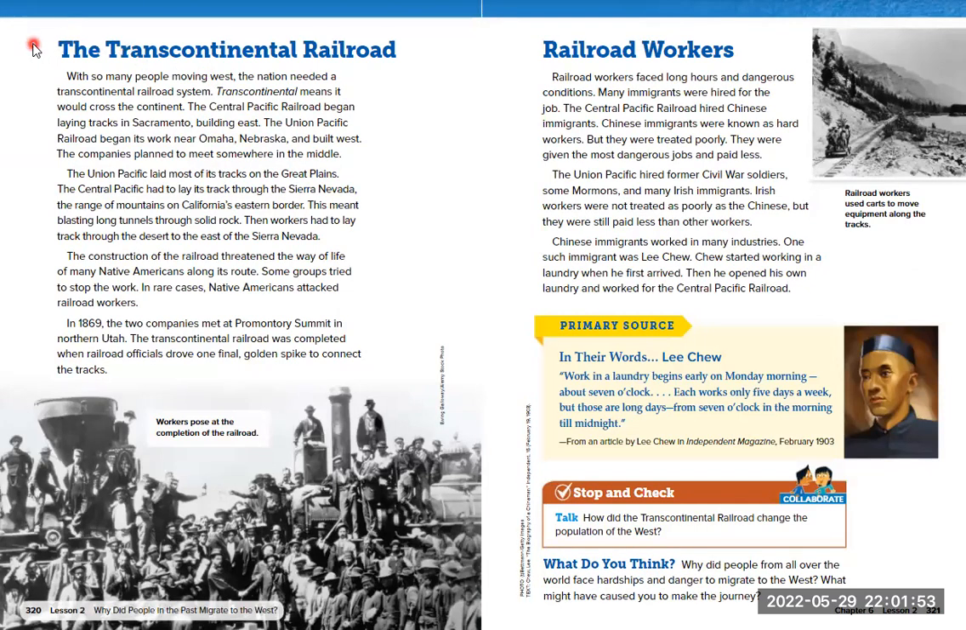So here we have one reason for the Transcontinental Railroad, with the train system being built. It would be faster to go by train than to go by horse or to go by foot, or even using a wagon. So with so many people moving west, the nation needed a transcontinental system. And it even says here how they ended it, connecting from the east coast to the west coast. That would be one detail.